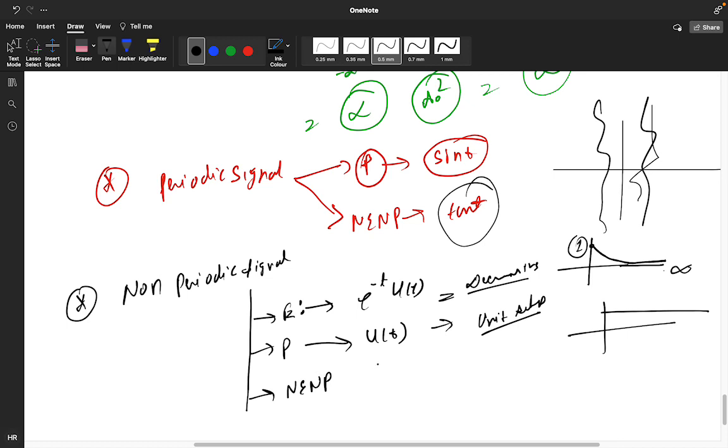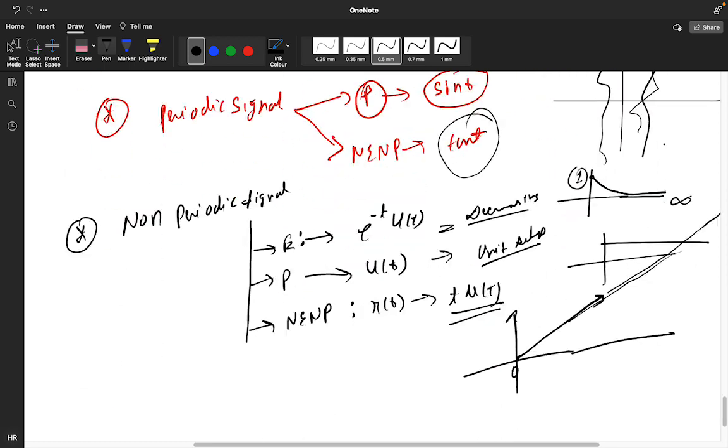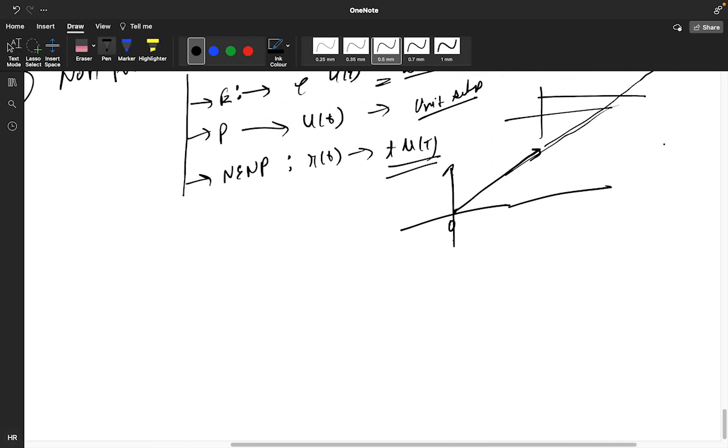Neither energy nor power signal is the ramp signal, r of t, that means t u of t. The ramp signal is like this: it starts from zero and continuously moves as a straight line. It is neither energy nor power, because the magnitude reaches infinite value.